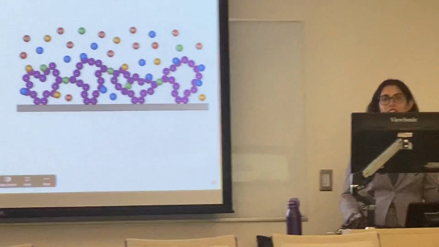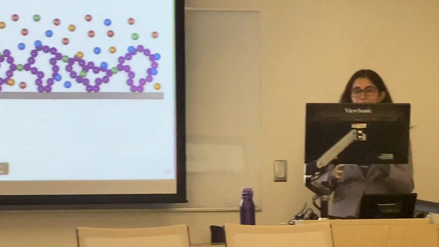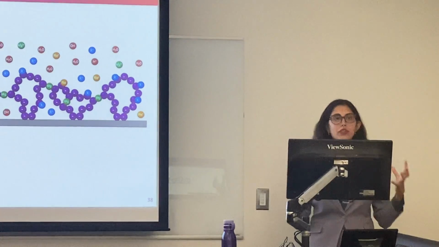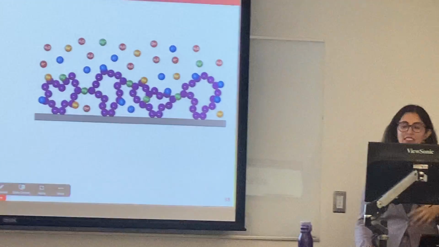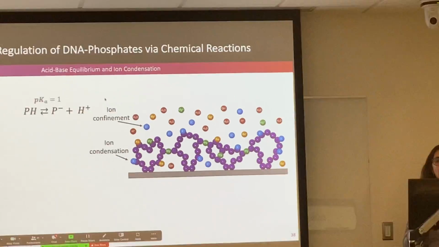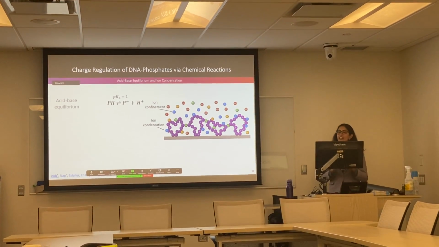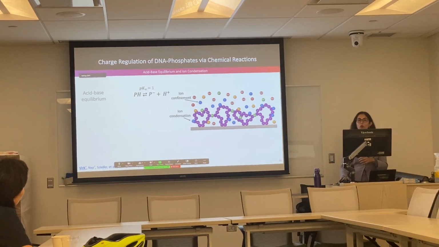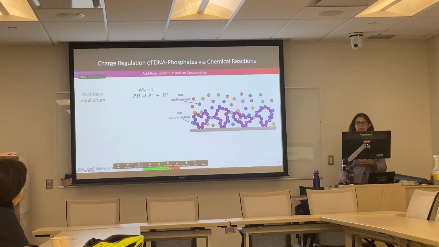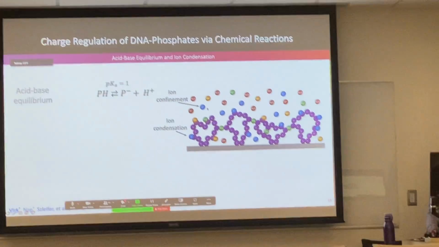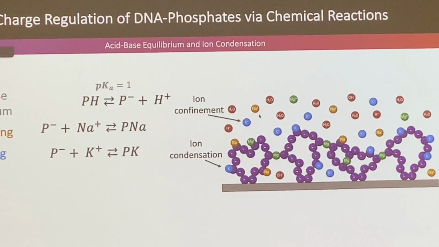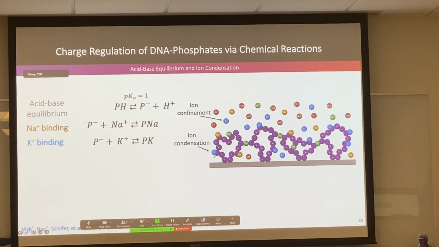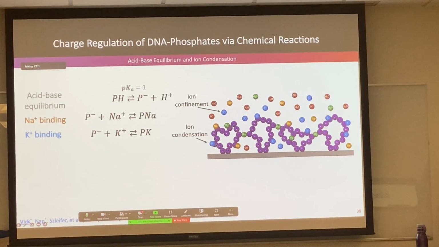This means that at physiological pH, which is about 7, most of these phosphates will be in this negatively charged state unless there's some other chemical reaction that neutralizes this charge. And the positively charged cations in our system can help to neutralize the electrostatic potential through two different mechanisms. One is ion confinement, where these ions can be localized close to this DNA loop layer, but not physically bound to the phosphates. And the second is through this ion condensation reaction between the positively charged cation and the negatively charged phosphate.